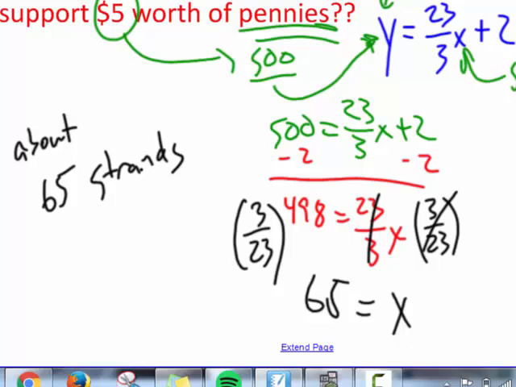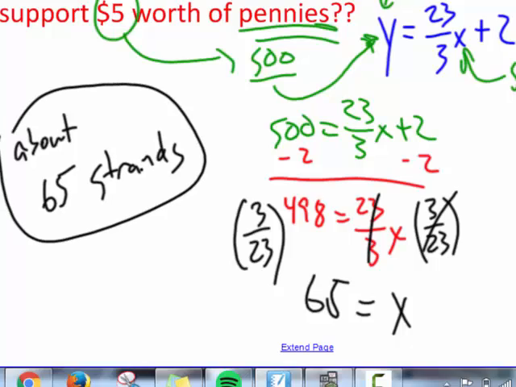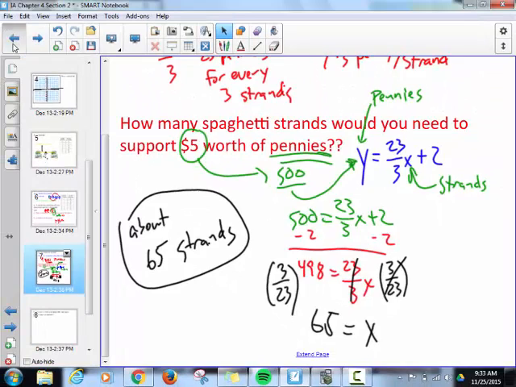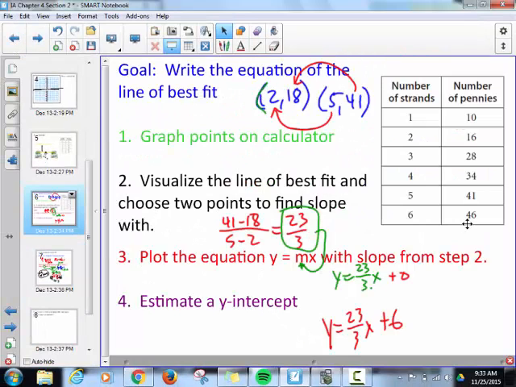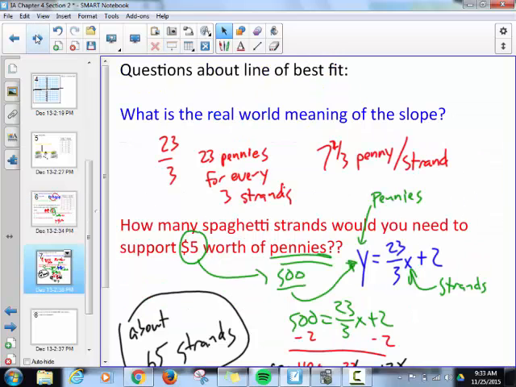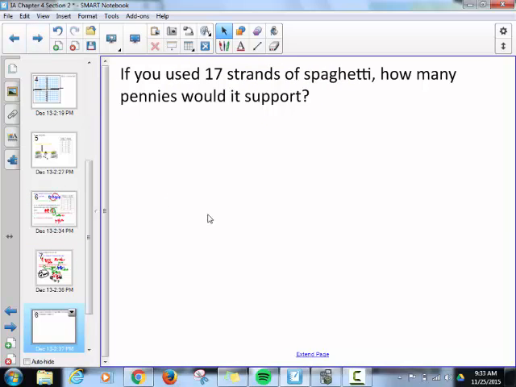And that should make sense. If I look back on my table, 6 strands got me 46 pennies, so for 500 pennies, it should jump up a decent amount. So 65 strands is a good guess.